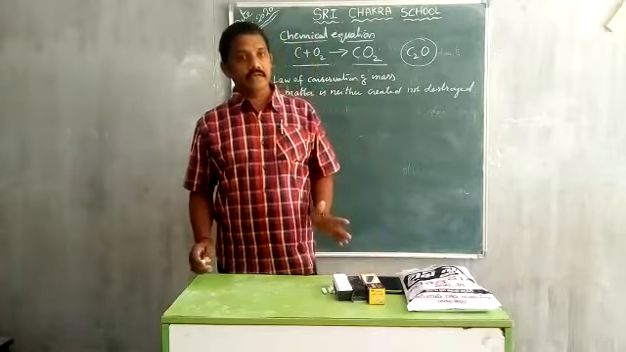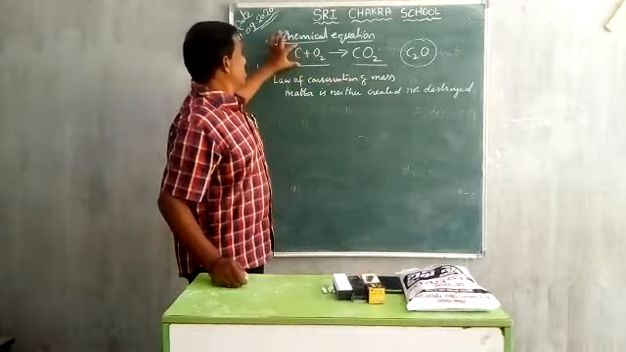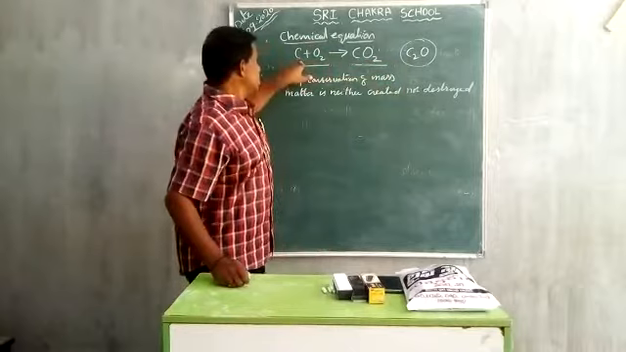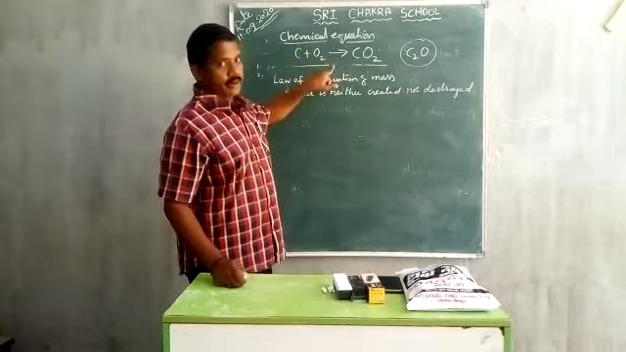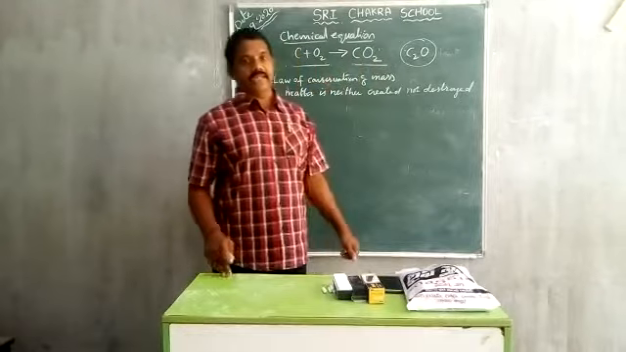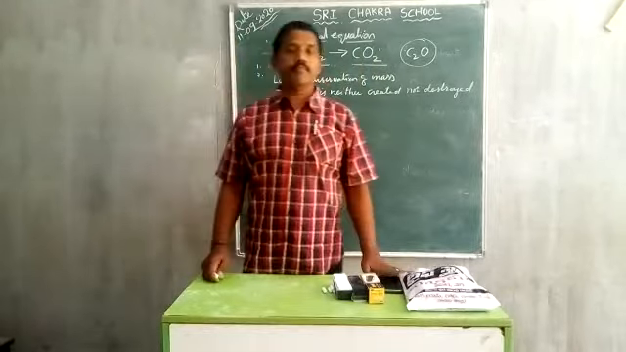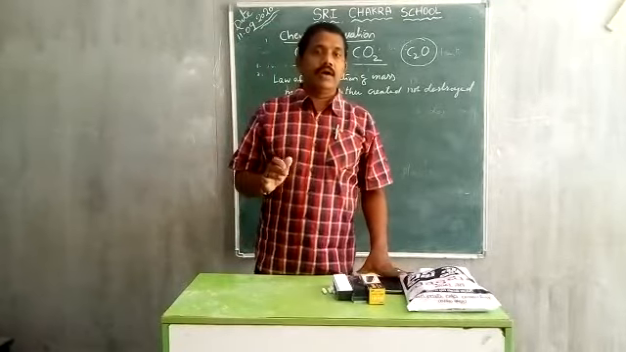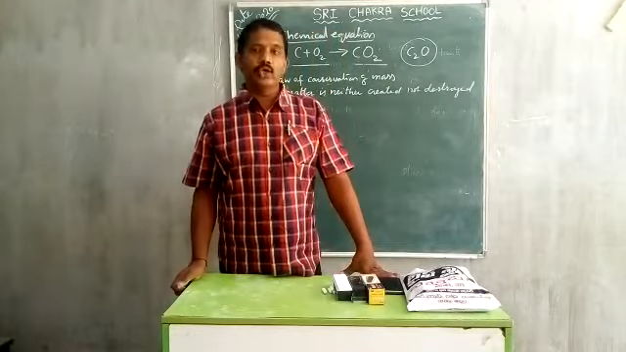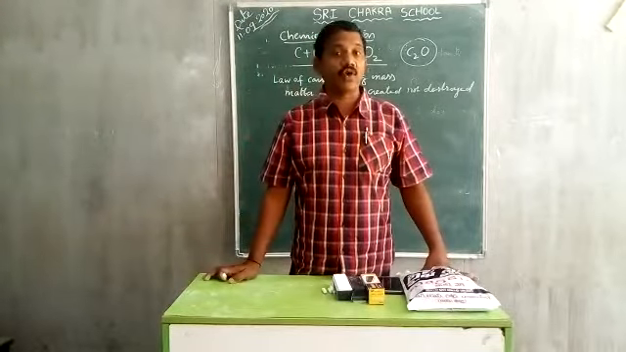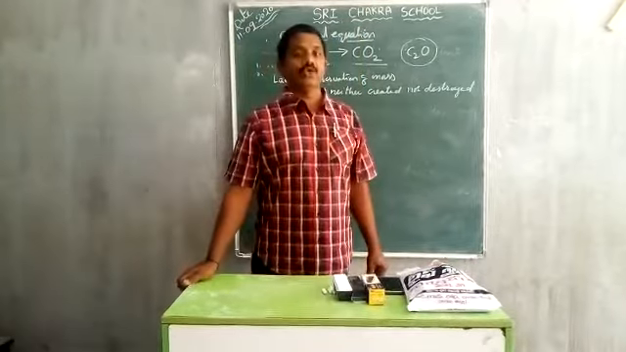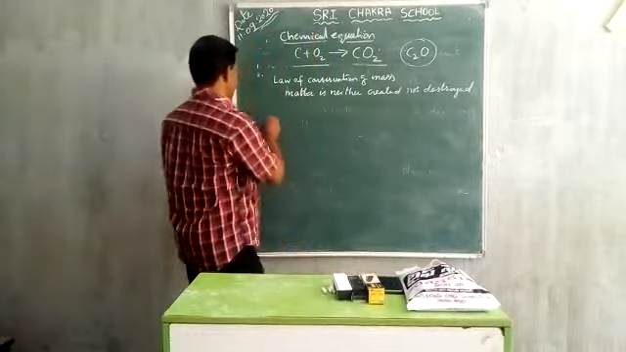It means that here in this equation, carbon and oxygen are reactants. Carbon dioxide is the product. The mass of carbon and oxygen is equal to the mass of carbon dioxide. It means that atoms cannot be created or destroyed. You cannot create atoms or destroy atoms. Next, here are some signs used in every chemical equation.